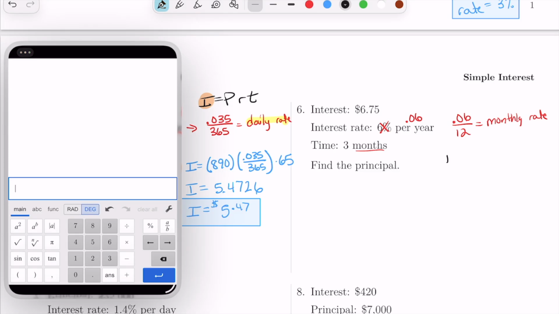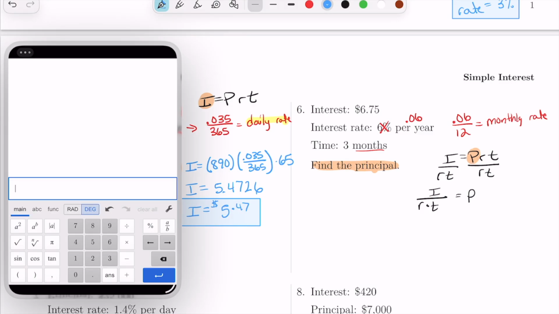We also know that we have I equals PRT. There's nothing wrong with putting your numbers in right now if you want to and solving. I'm going to choose to solve for the principal first. I want to isolate that P. I'll do that by dividing both sides by RT. So now P is equal to I over R times T.